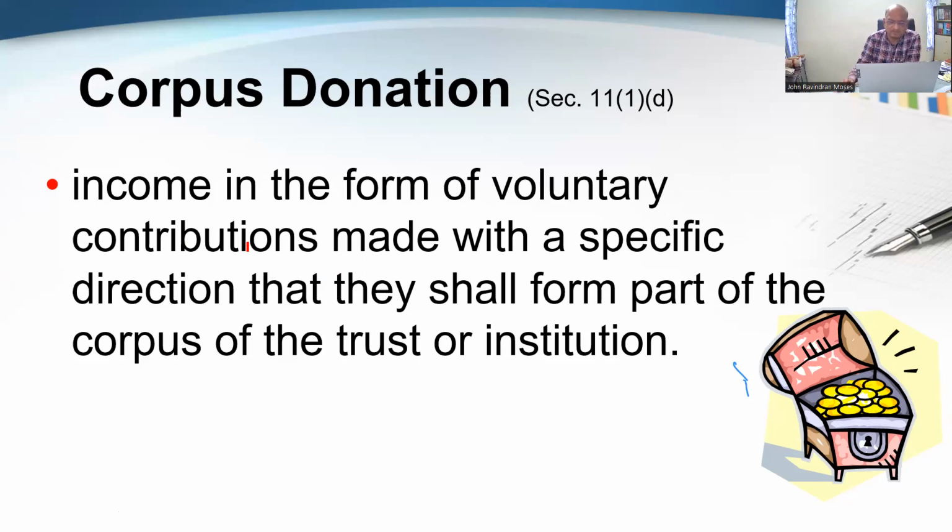But for charitable organizations, Section 11(1)(d) clearly says that income in the form of voluntary contribution made with the specific direction that it shall form part of the corpus of the trust or institution is corpus donation. What are the conditions for corpus donation? It is a voluntary donation, a voluntary contribution, but it comes with a specific direction, with a specific letter stating that the amount so contributed is corpus.